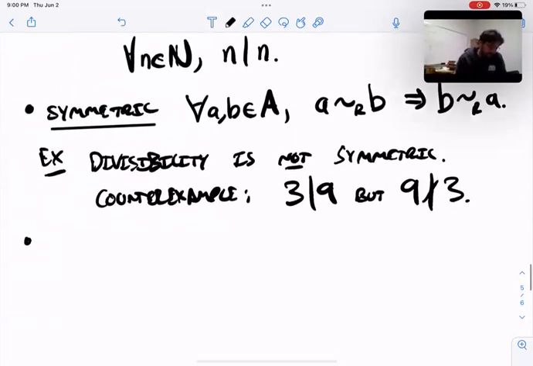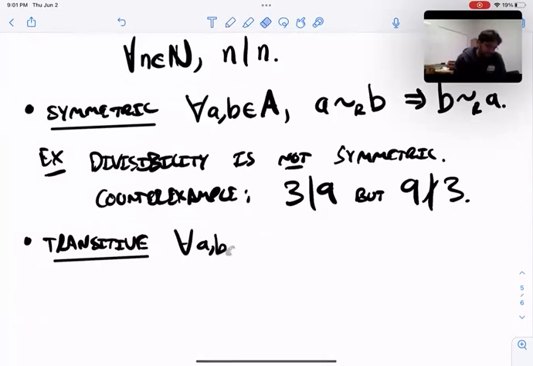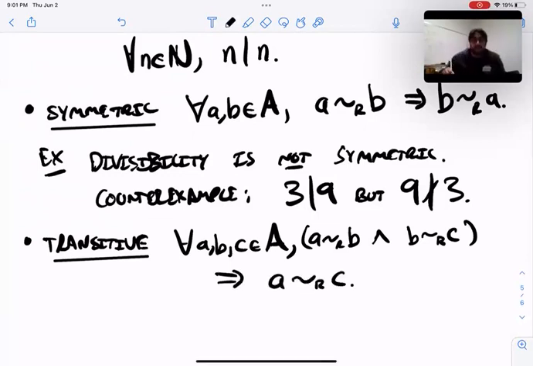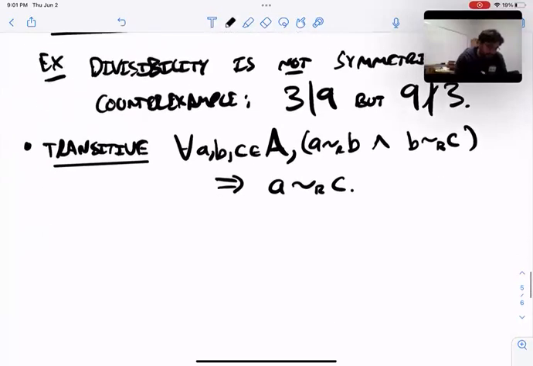So this is another property, another example, still on divisibility, right? Transitive. This is the one we were talking about above, right? So a transitive relation is one for which, for all A, B, and C in the set, if A relates to B and B relates to C, then A relates to C. This is the transitive property. And now divisibility is transitive.